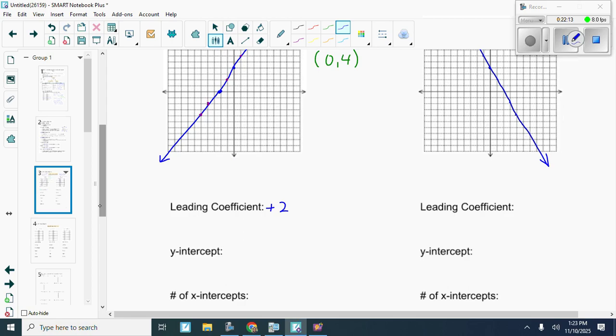Now we have to write the description. Ends up on right. Down on left.